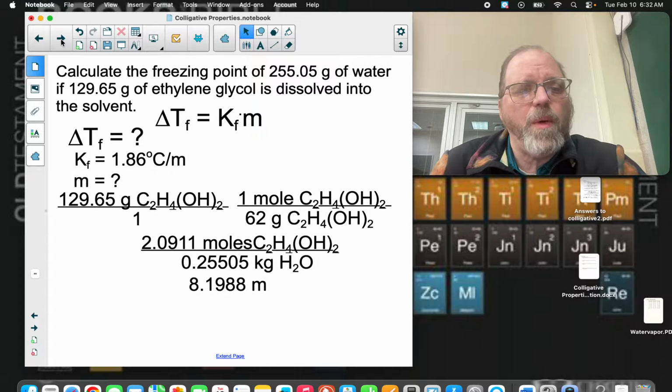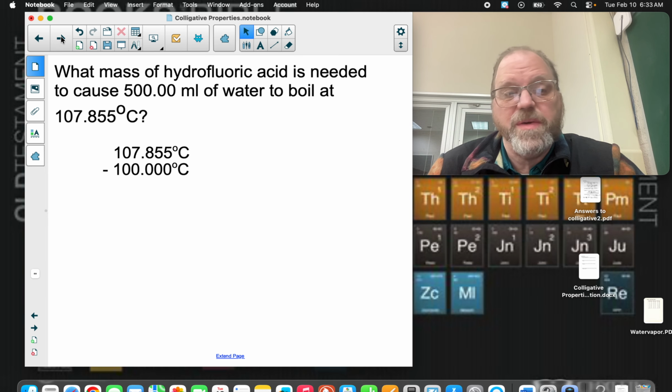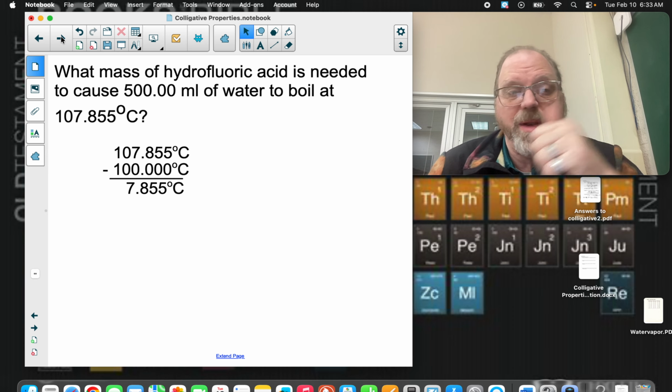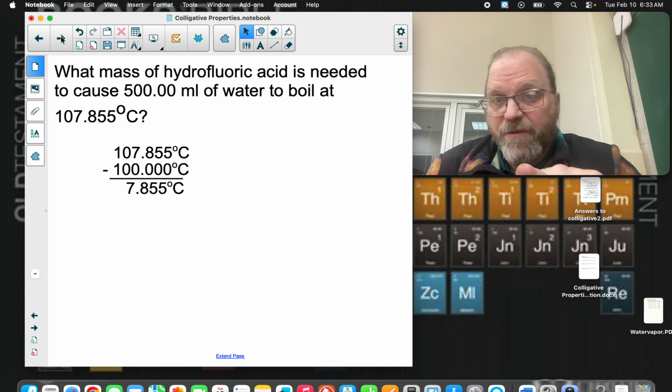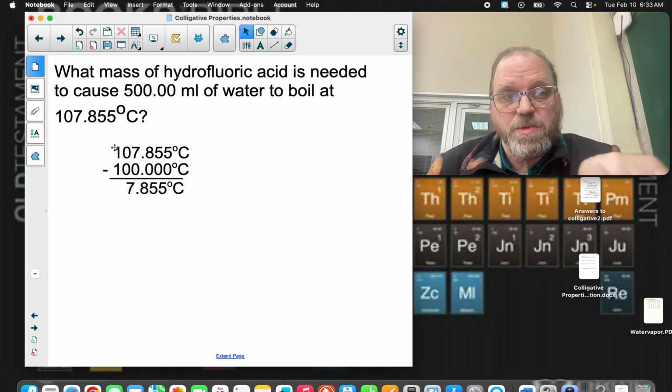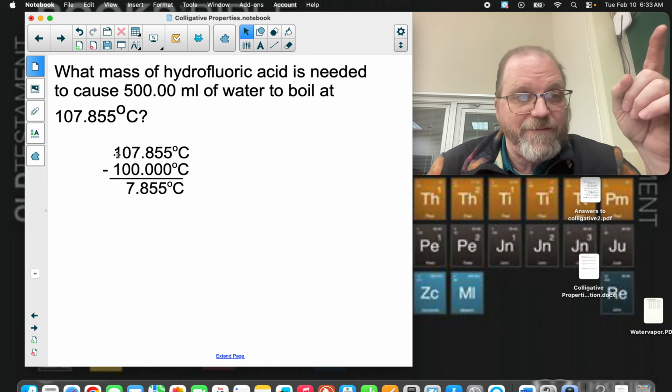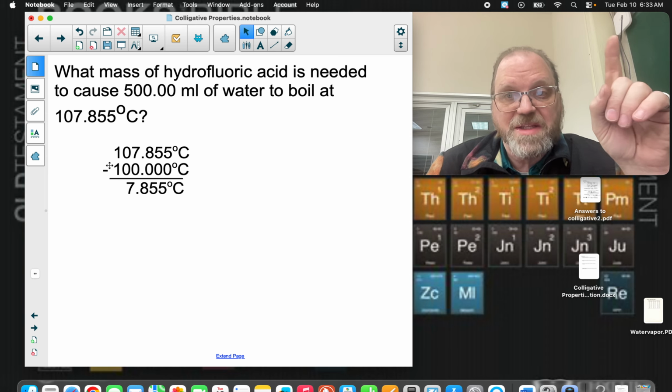First one. All right, now for boiling, we do the same thing. And this one, I'm going to give you the boiling temperature and then ask you to find the mass. All right, so we have 107.855 degrees Celsius. Water boils at 100, so the change going up is 7.855 degrees Celsius. Now be careful of this. A lot of times students will just plug that 107.855 in, thinking that's the change.